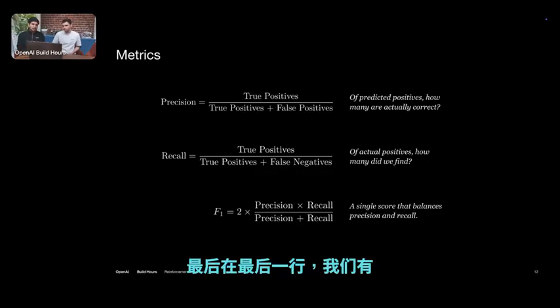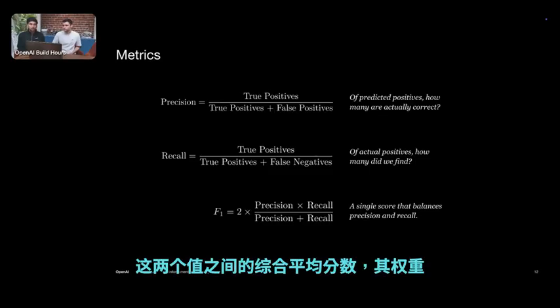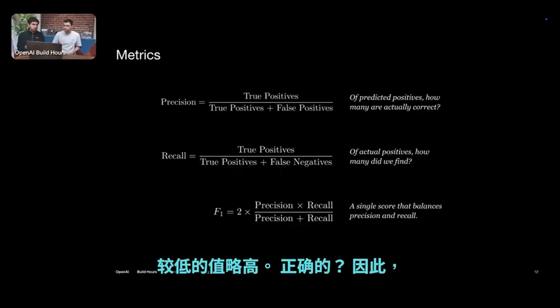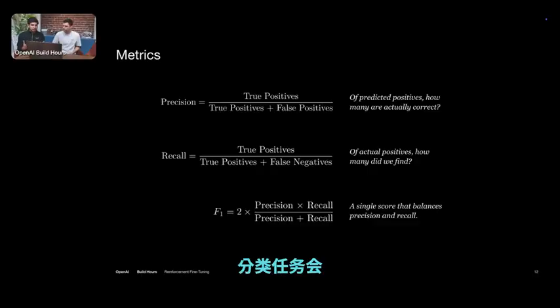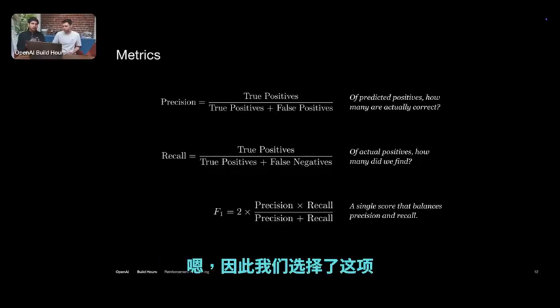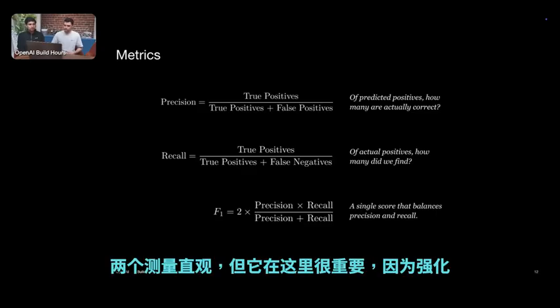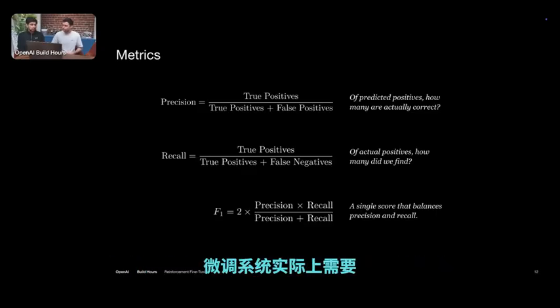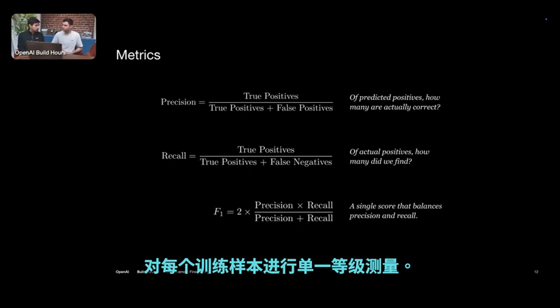And then finally, on the last line here, we have an F1 score. And an F1 score is a composite sort of mean score between these 2 values, which weights the lower value slightly higher, right? So we expect to be bottlenecked on a classification task by whatever is less in terms of precision or recall. And therefore, we've chosen this measure. The reason it's important to have the F1 measure here, even though it's less intuitive than the other 2, is because the reinforcement fine-tuning system really requires a single grade for each training sample, right?